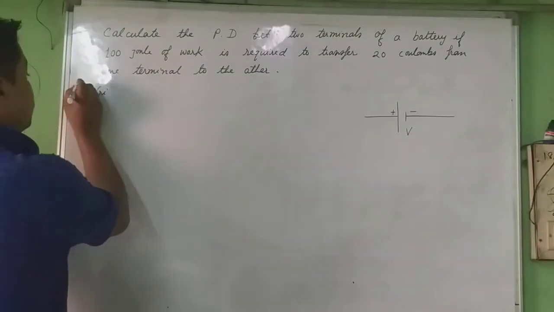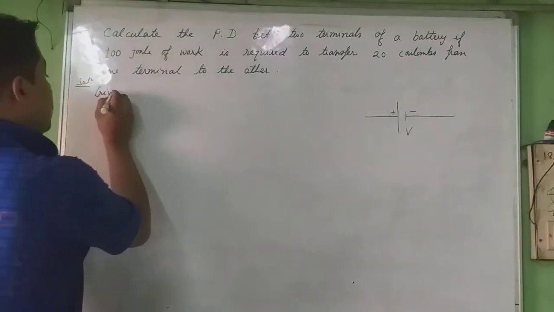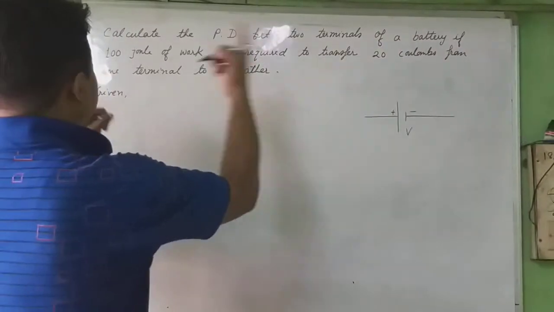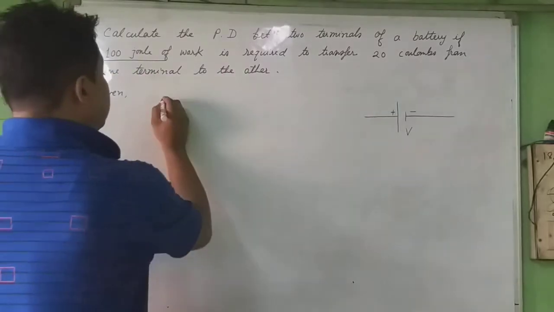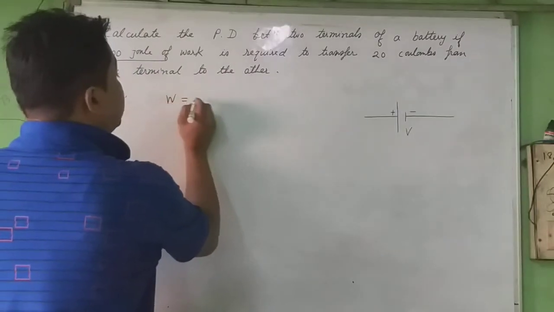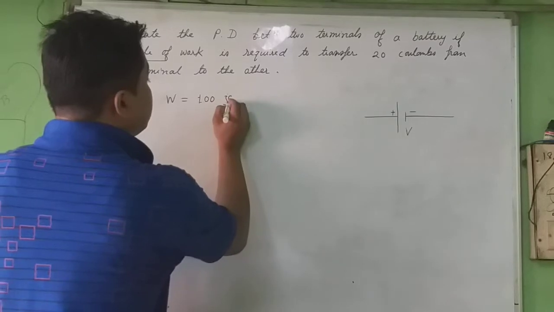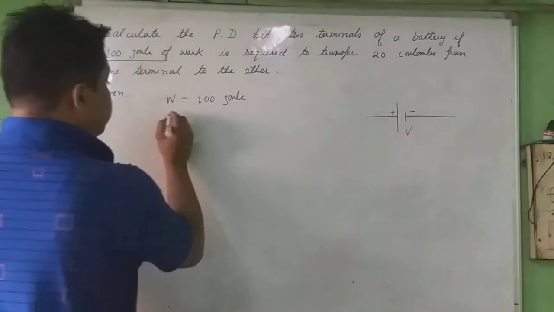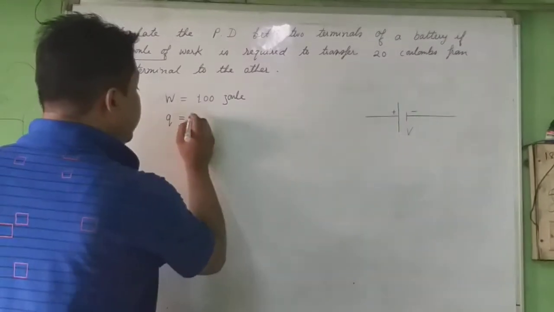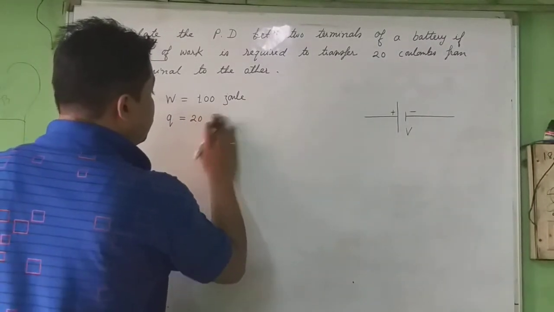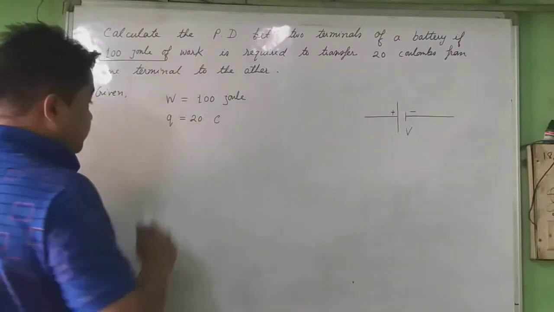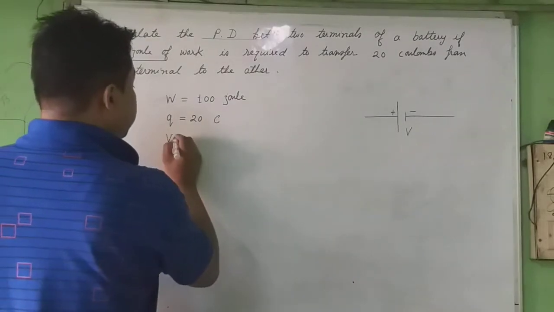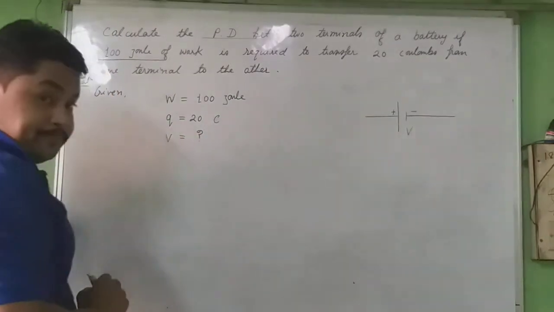Given, what is given? Given work done 100 joule. Okay, charge Q is 20 coulomb, 20 C. And we need to calculate the potential difference, that means V is question mark.